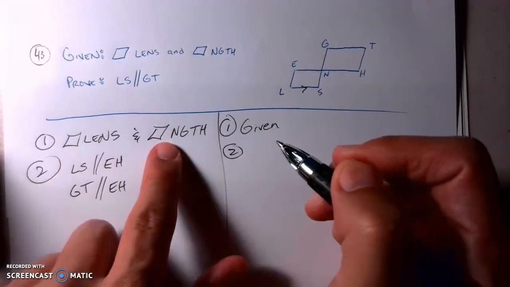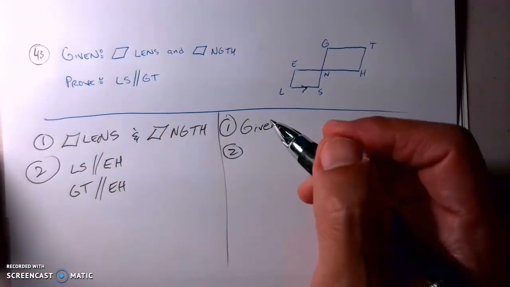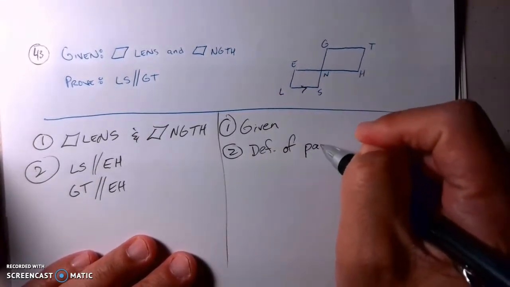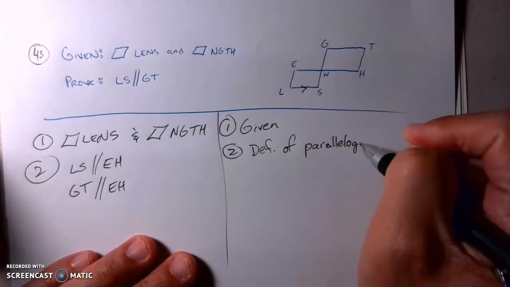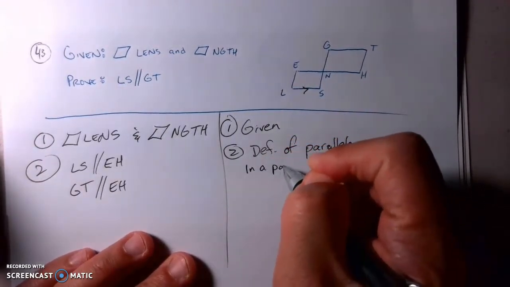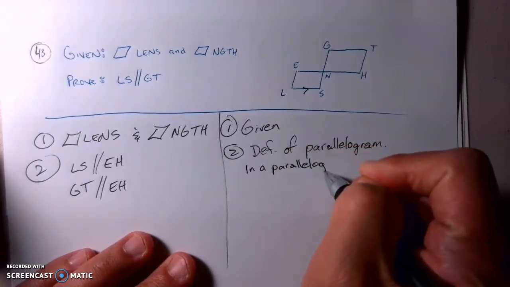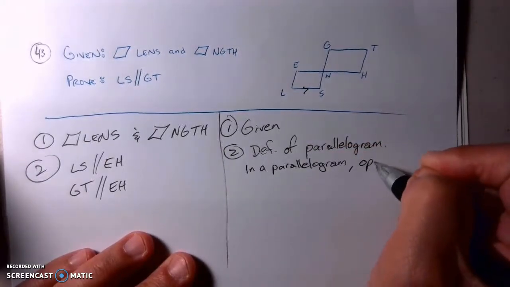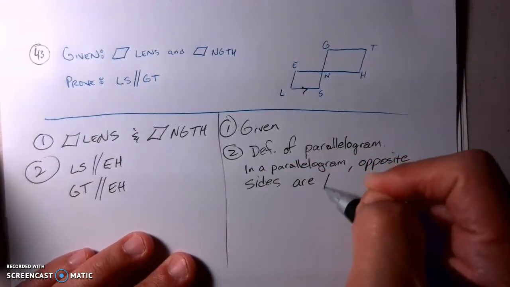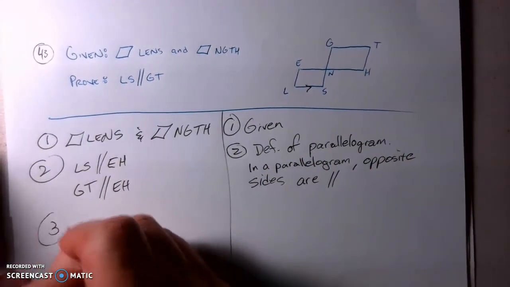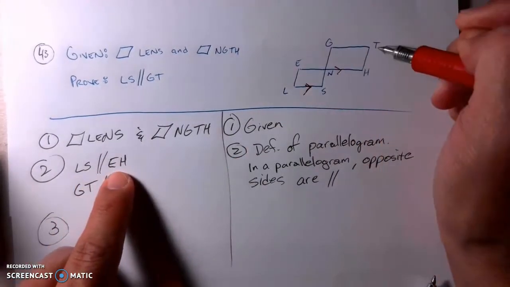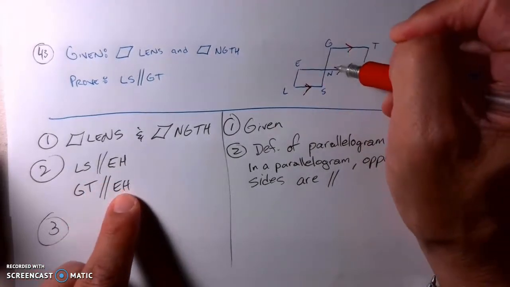And this is because we've got parallelograms, opposite sides are parallel. This one you can actually say definition of a parallelogram. Or if you're not quite sure, because there's so many different properties of a parallelogram, you can say in a parallelogram opposite sides are parallel. Now we've got the LS parallel to the middle, E to H. GT at the top parallel to the middle, EH.